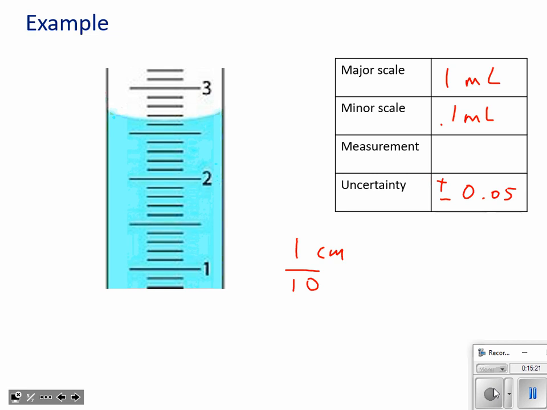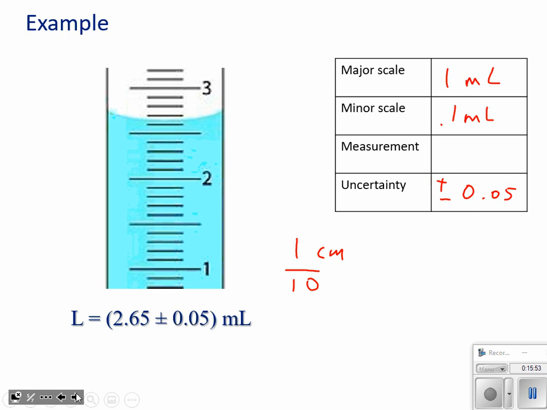So when I make my measurement, I look and I say, okay, I have 2. I have 2.5. I have 2.6. That meniscus looks to me about halfway. Okay? So I'm going to come up with my measurement of 2.65 plus or minus 0.05.